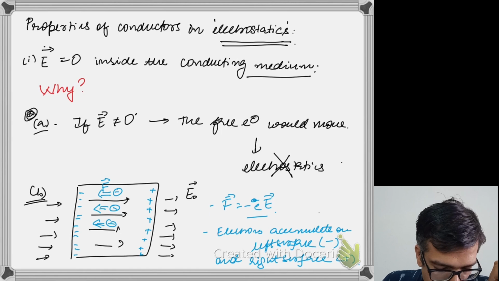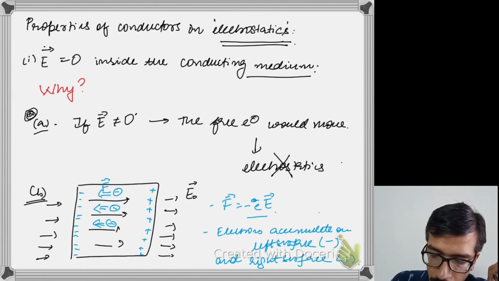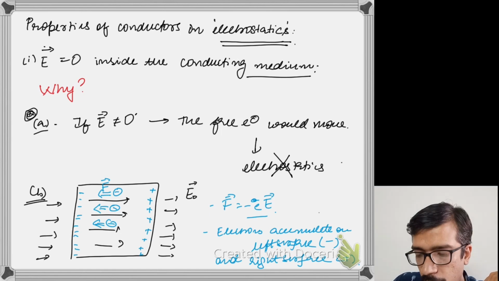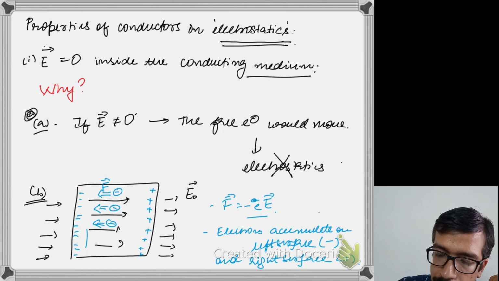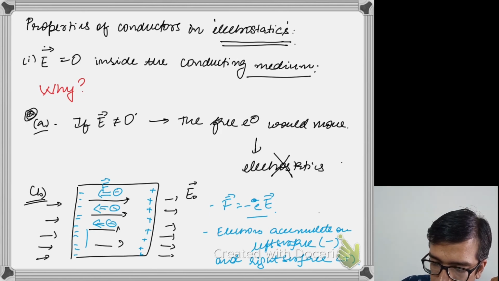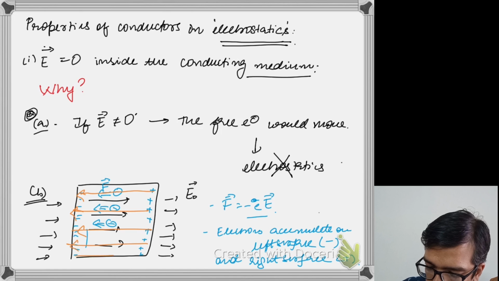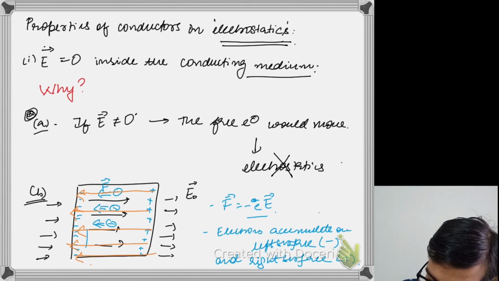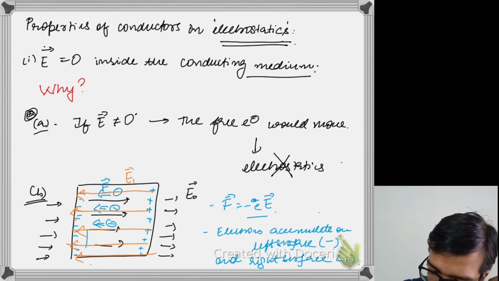Okay, so now I have negative charges on the left and positive charges on the right. So these charges are going to create their own electric field, right? And we know that positive charges are the source of the field, negative charges are the sink. So there is another electric field which is created, in a direction opposite to E0. I'm calling this E1, right?